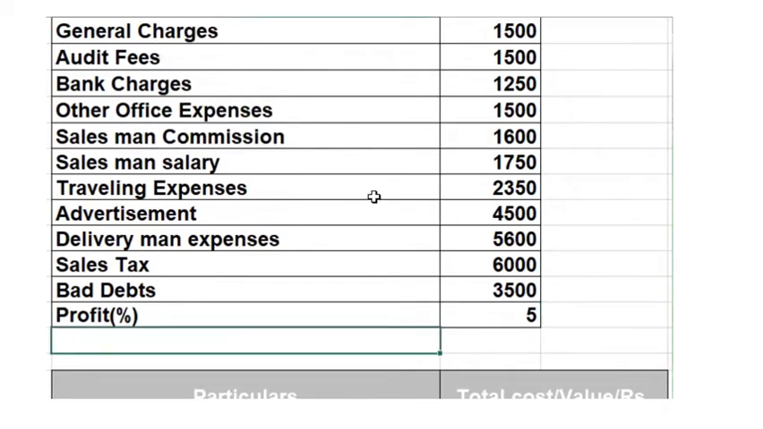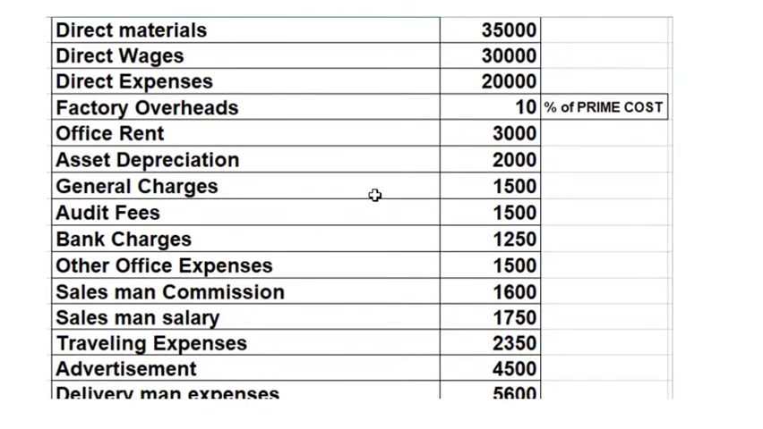is given. So these are the things which are given. Now let us find what are these overheads. So factory overheads is given directly, others are given as particulars. So you need to find what is it. So office rent is an office overhead. It is an indirect expense.